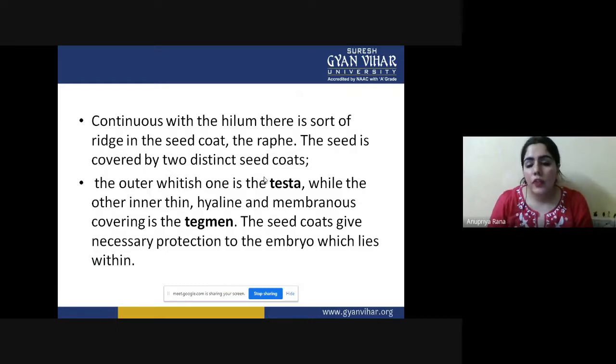The outer hard whitish one is called the testa, while the inner thin, hyaline and membranous covering is called the tegmen. So the inner lining of the seed coat is soft, membranous and hyaline, known as the tegmen, and the outer layer, hard and whitish, is known as the testa. The seed coats give necessary protection to the embryo which lies within. That is the main function of the seed coat: protecting the embryo while it is developing.